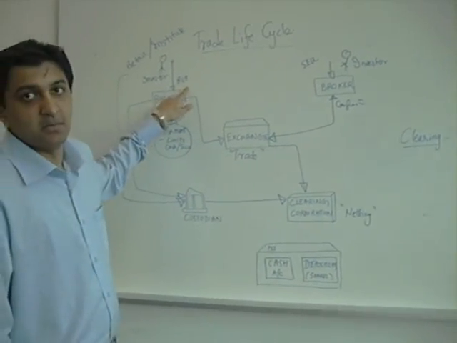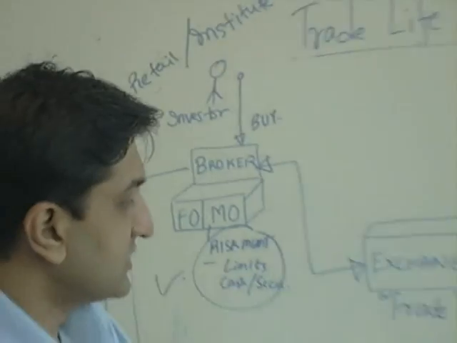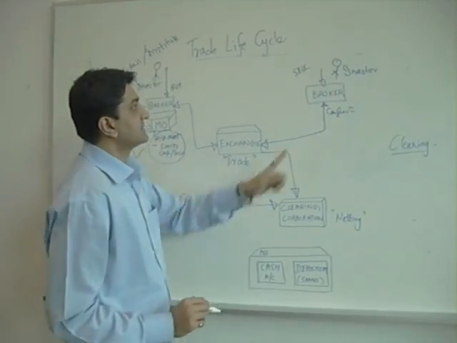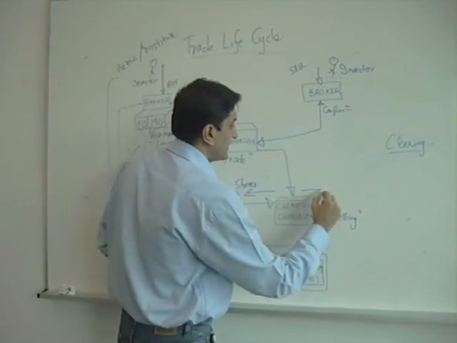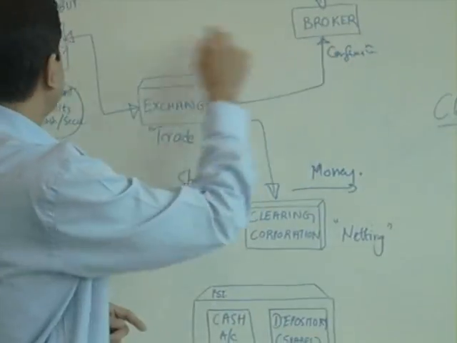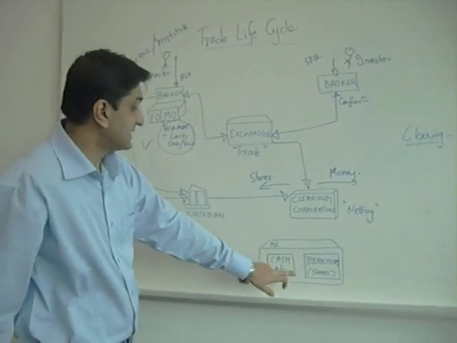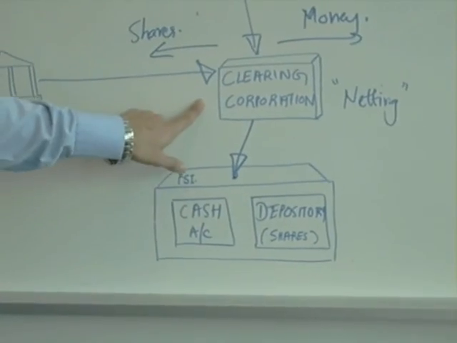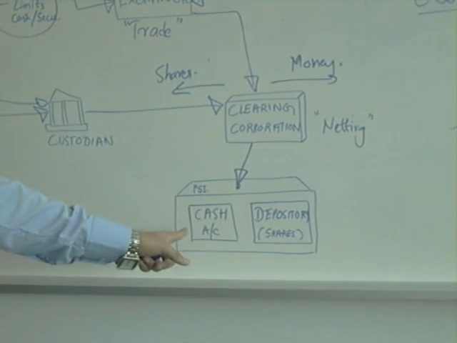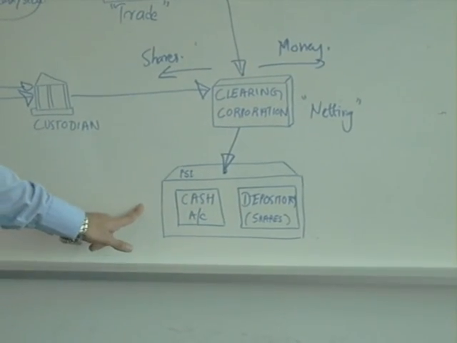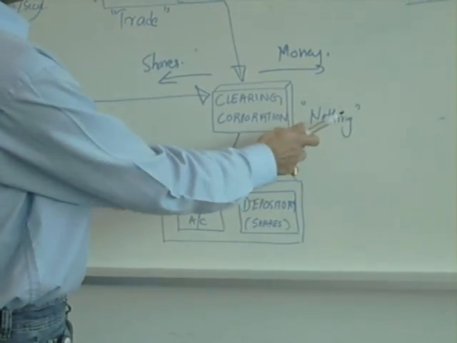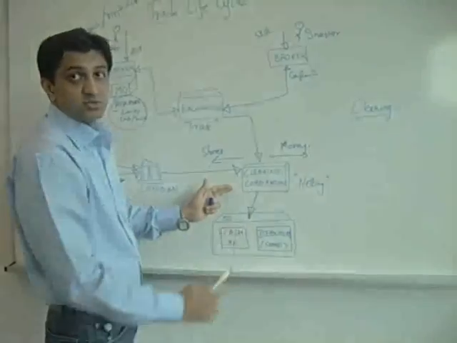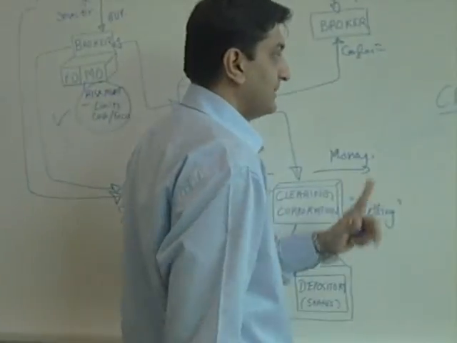So let's say this guy has ordered to buy securities, and this guy has ordered to sell his securities, so the corporation owes this guy money. Now each of the brokers has a cash account and a depository account in a financial institution recommended by the clearing corporation. The clearing corporation also has a cash account and a depository account in this financial institute. So once the netting happens, the data of the netting, who owes what, is given to the parties and the clearing corporation. The clearing is completed.